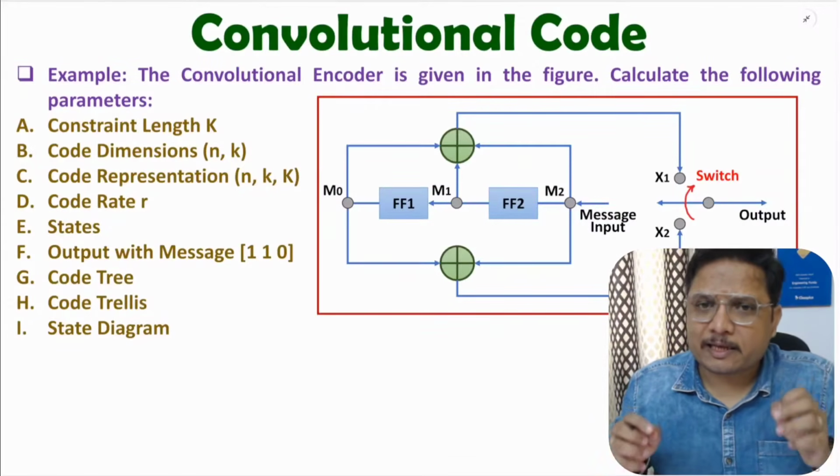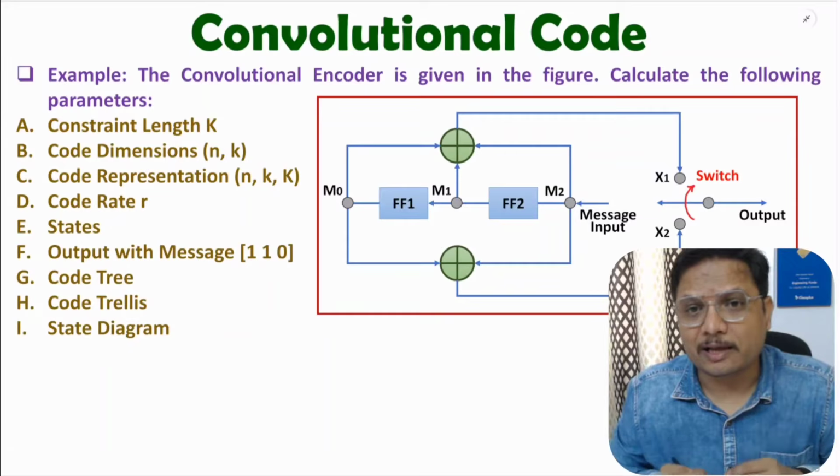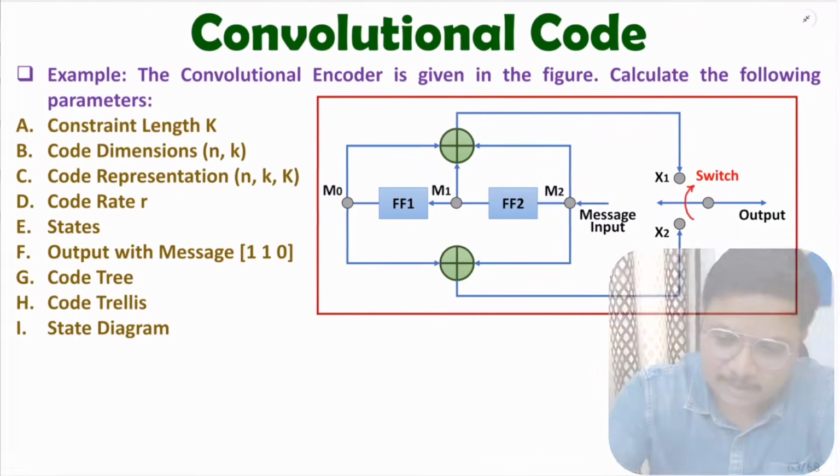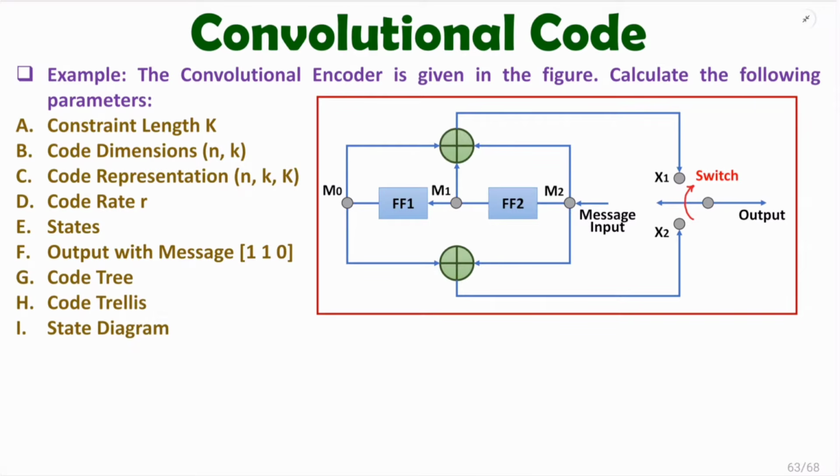So here I will explain each and every parameter of convolutional encoder. First of all, let me explain the encoder here. See here, with the given convolutional encoder, message input is given here. This message input is M2 and we give it to flip-flop 2, output of flip-flop 2 is M1, and this M1 will be input to flip-flop 1 and output of flip-flop 1 will be M0. So with respect to input message, bits are getting shifted in this direction.